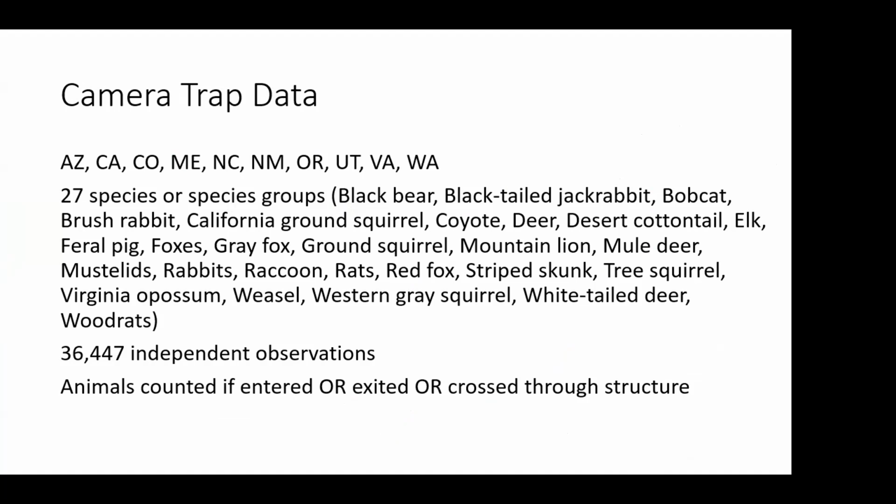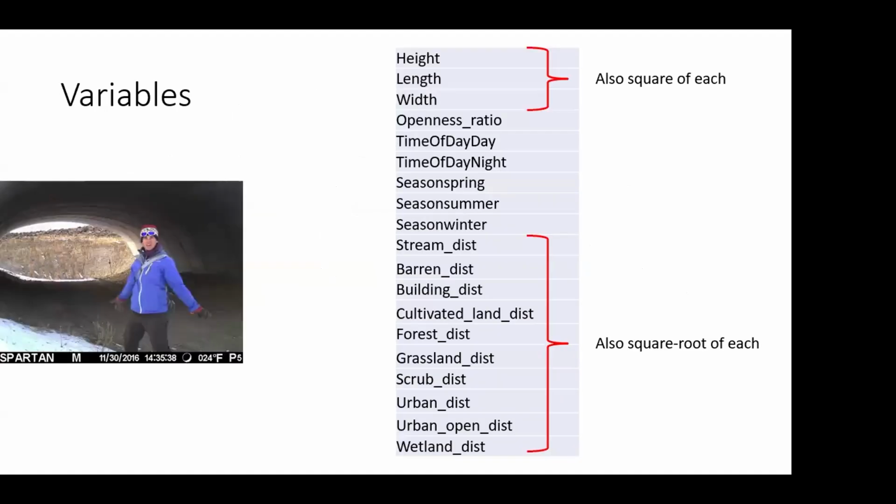We had 36,000 odd independent observations, and we counted the animals if they entered or exited a structure, which is not as conservative as if we had cameras on both sides or both ends and confirmed a crossing event. And the reason for that is that very few people do that. So we wouldn't have enough data to do this.